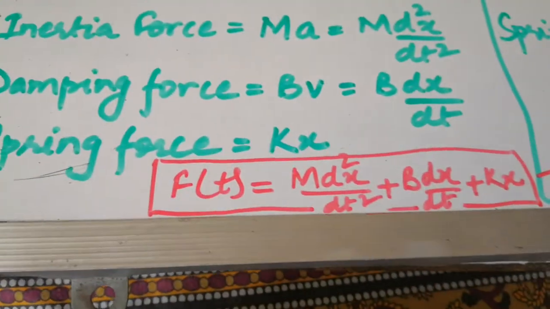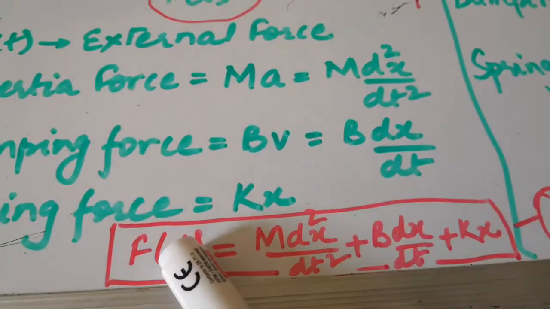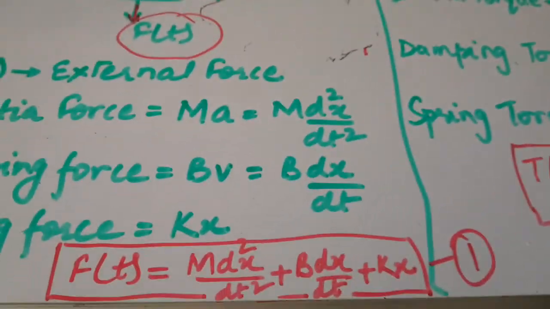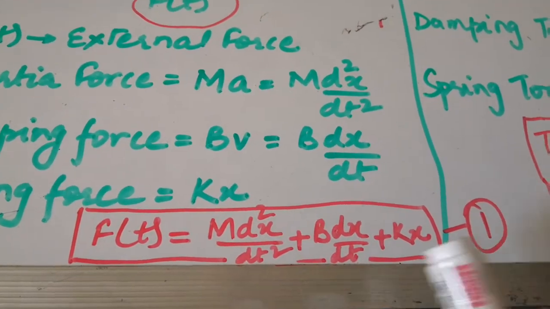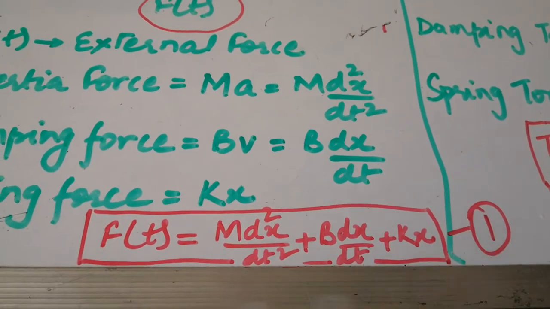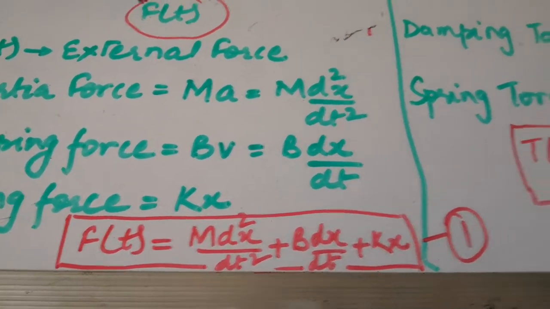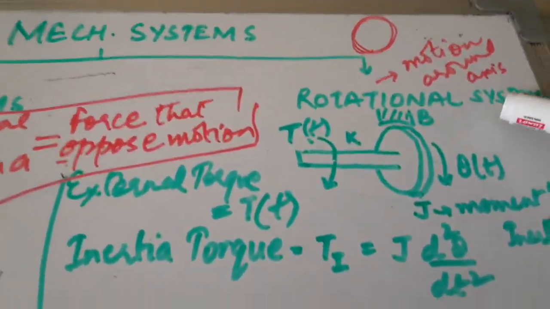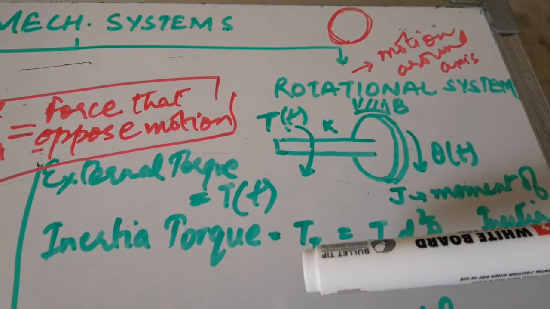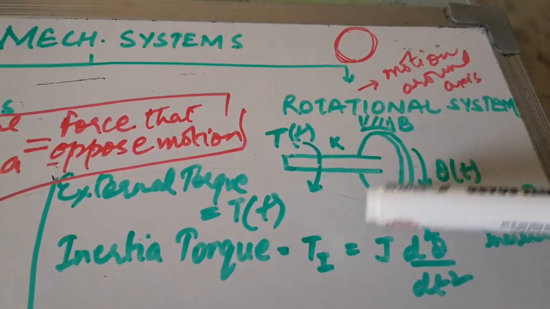So here we have the equation depending on D'Alembert's principle, that this external applied force is equal to the sum of these three forces. So mark it as equation number 1. All of you have to write it in your notebooks, because we are going to use it again and again in the numericals yet to come. Now we write down the equation for the rotational system. In the rotational system, instead of force, we talk about torque, because this is the twisting moment that is applied on the shaft.